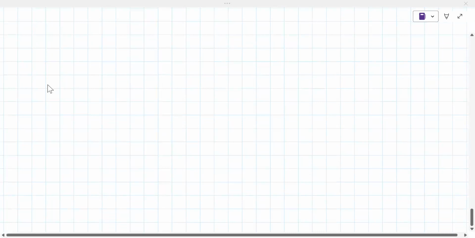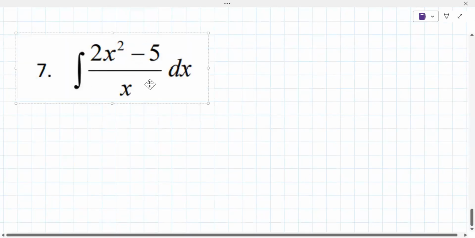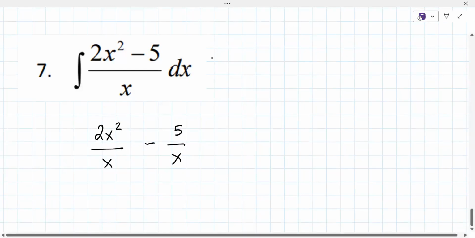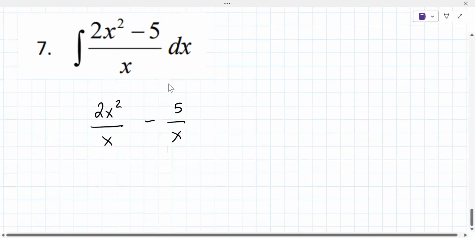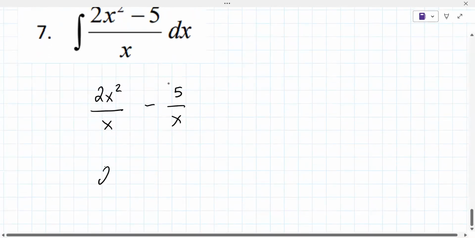So before you learn the product and the quotient rule, you would have something like this, and it would say take a derivative, and you had to know to rewrite it, to use your algebra rules first. So in this problem, you have to take 2x squared divided by x minus 5 divided by x, and you had to simplify if you could. So on the left here, it's 2x. On the right, it's 5 times 1 over x.